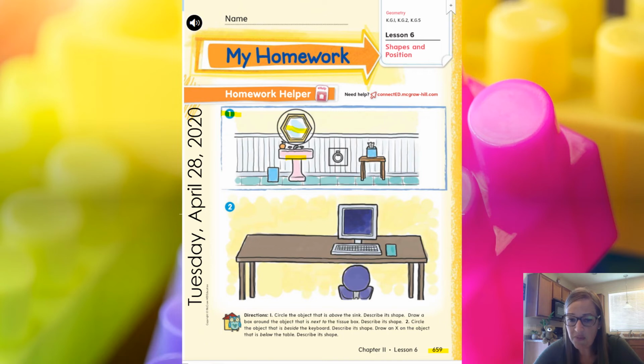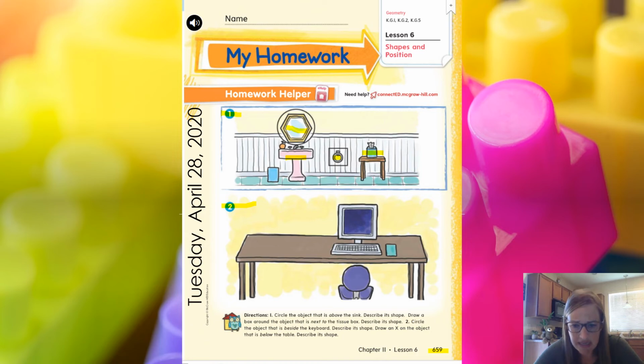The other thing for number 1, it says to draw a box around the object that is next to the tissue box. So here's the tissue box. And look, they already gave you a box around it. What is that in the shape of? Good. It's a circle. All right, then now let's come down to number 2.